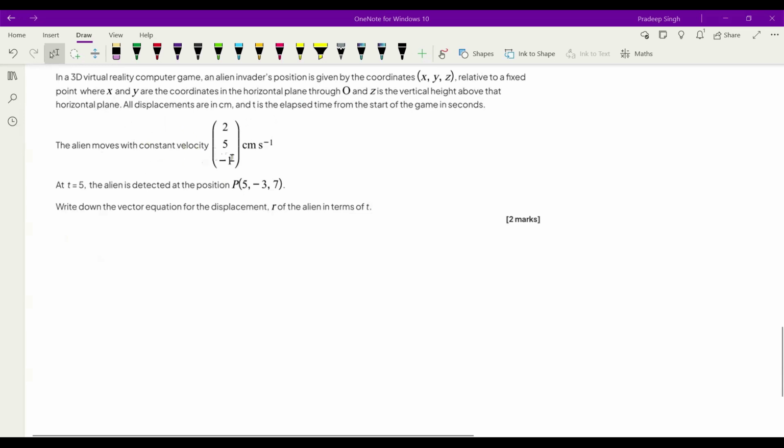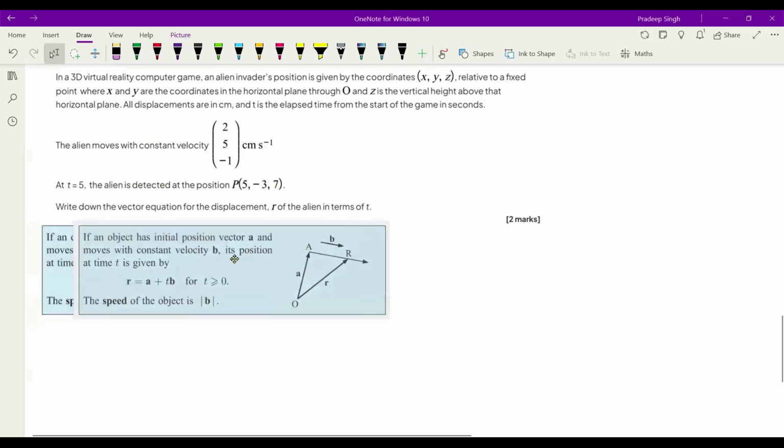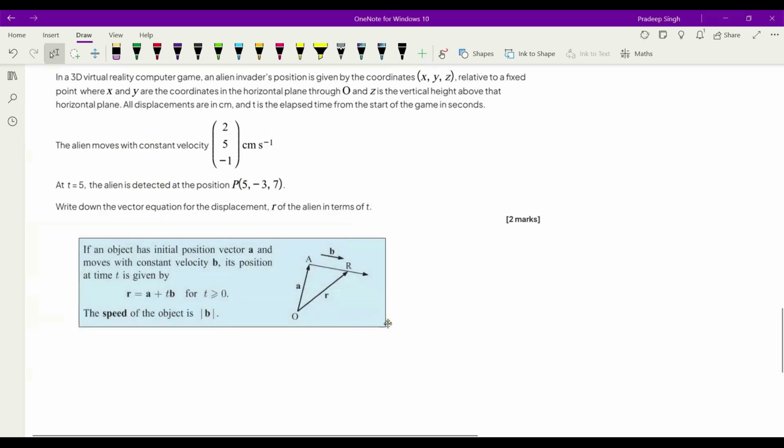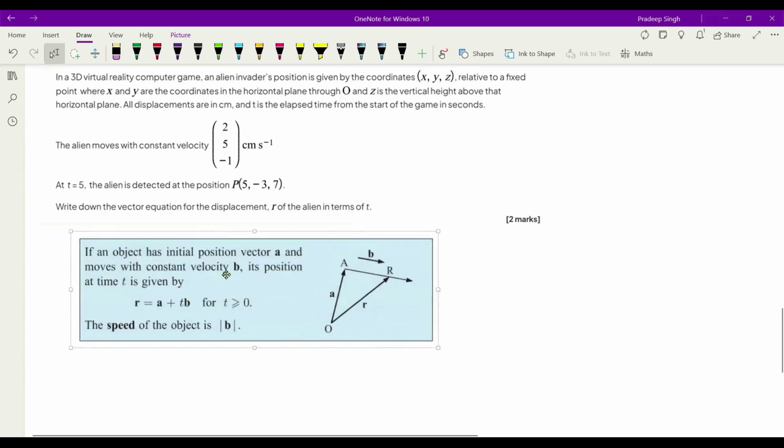This is the kinematics question in which it's given that an alien is moving with a constant velocity 2, 5, -1 and at t is equal to 5, the position is given as 5, -3 and 7. We have to find the vector equation for the displacement in terms of time t. So let us revise the concept. So here we go. So observe, if you have an object which has an initial position vector A and it is moving with a velocity B, then after time t, the position vector is given by this formula, r is equal to A plus tB.